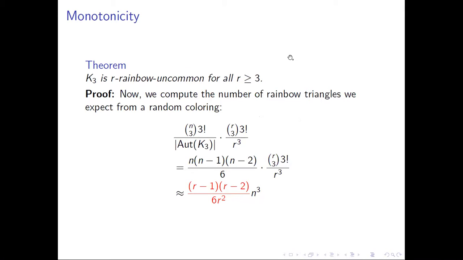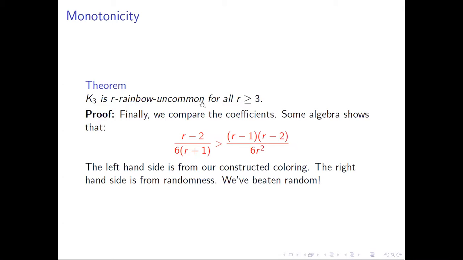De Silva gives us this expression for what's expected from randomness. Solving that, simplifying it, gives us this expression right here. This is what's expected from randomness. And comparing that coefficient of n cubed with what we've just created, our coefficient beats randomness. We are able to create more rainbow subgraphs than what's expected from randomness. Thus, we've beaten random. K3 is R rainbow uncommon for all R greater than or equal to 3.